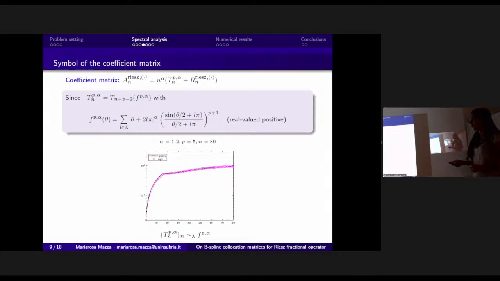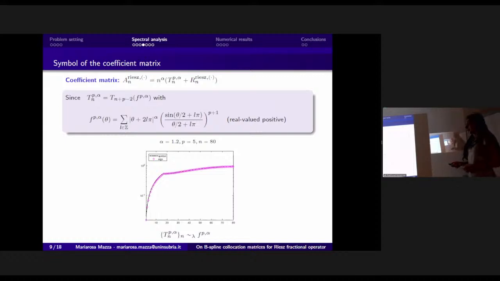Recall that the coefficient matrix is this one, a Toeplitz plus a correction. The game is to determine the symbol for the Toeplitz part and then see if what we are adding actually satisfies the properties that I have just mentioned.